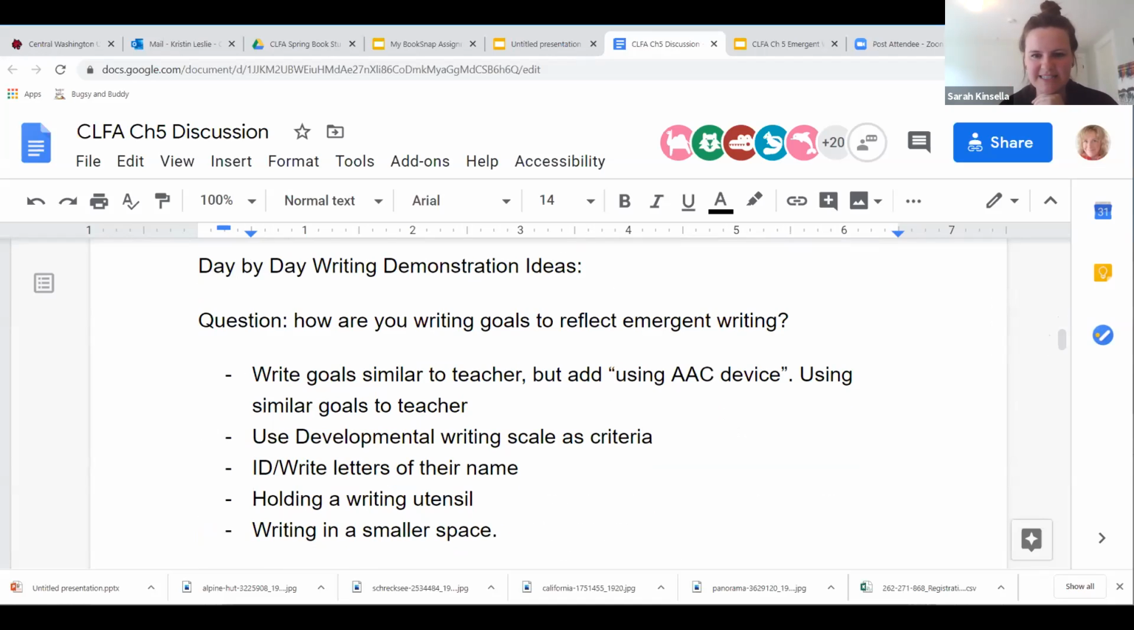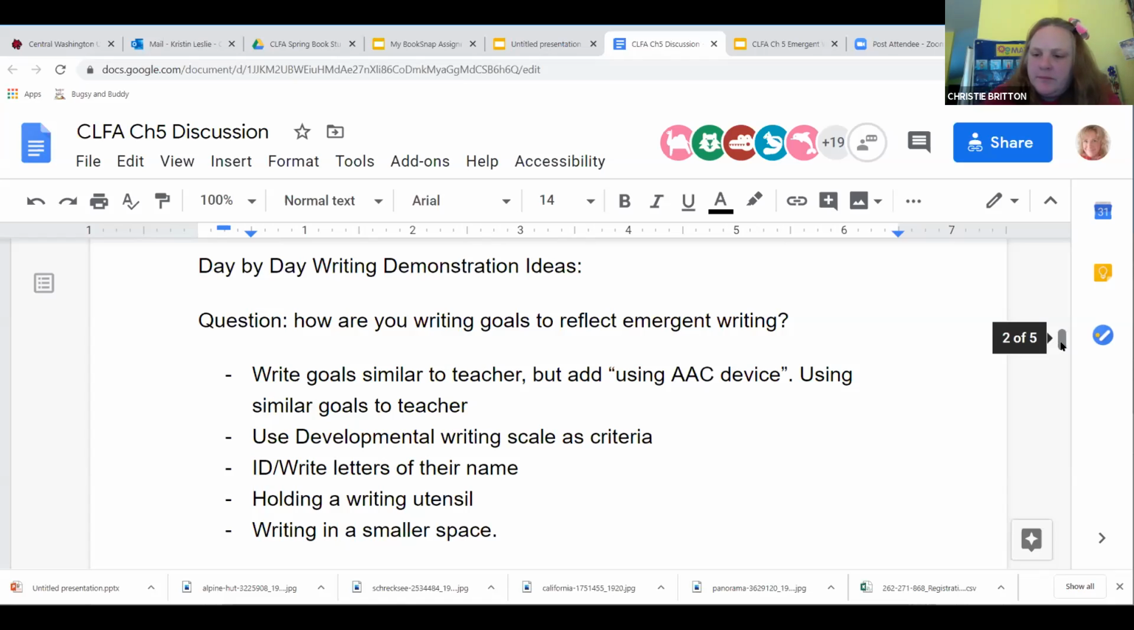But some really nice ideas, and one of the ideas was work with your teacher to align your goals, and there's usually better crossover for what your goals are, whether it's a speech and language goal in the classroom or vice versa. Everybody can work on it.